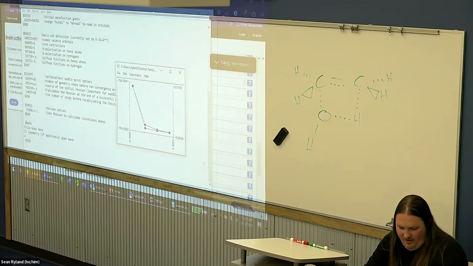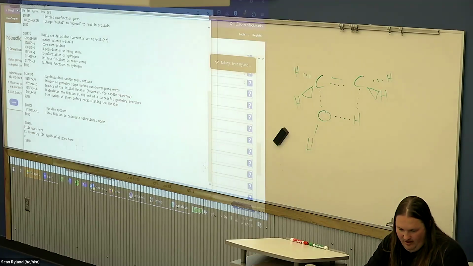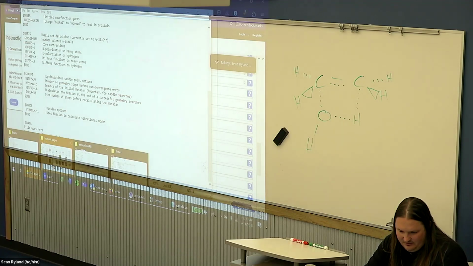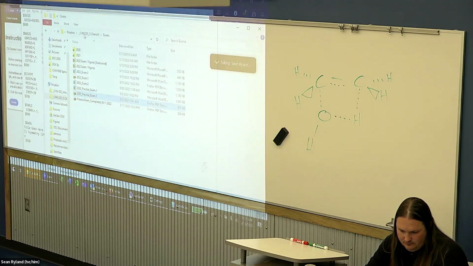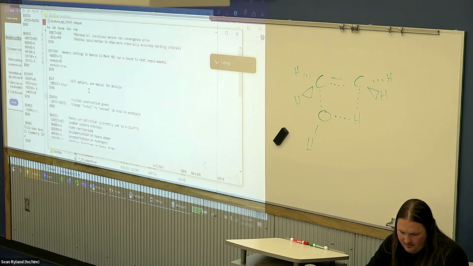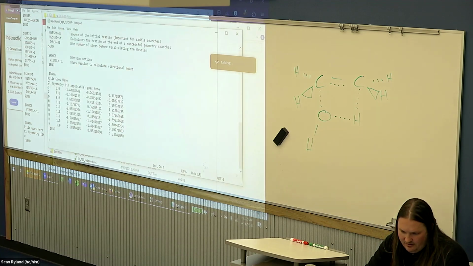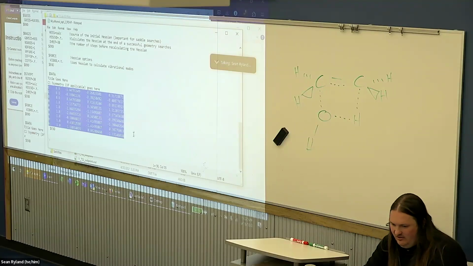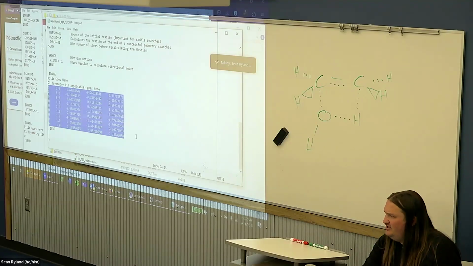If we wanted to start from a worse starting point for the sake of doing this, so if I just pull one of these up, oh, that's the output file. So basically this bottom part is all that's really going to change for all your geometry optimizations, is just the geometry of what you're starting from.